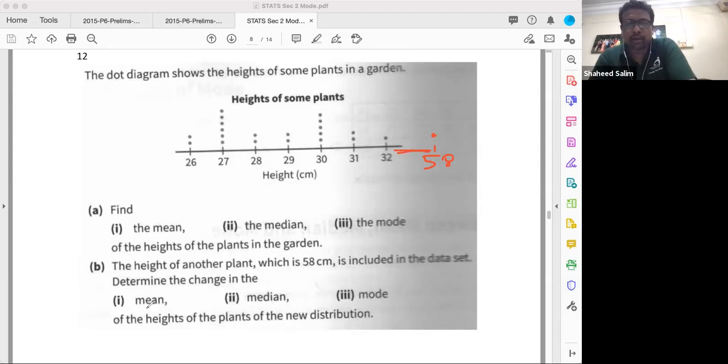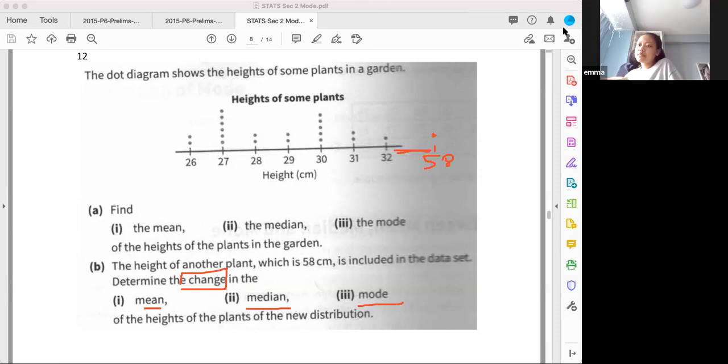So they want you to find what's the mean, median, and mode. Actually, you need to find the new mean, the new median, the new mode before you can find the difference, the change. And then you can find the mean.